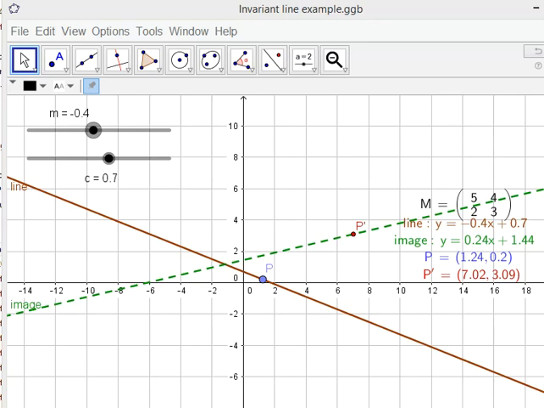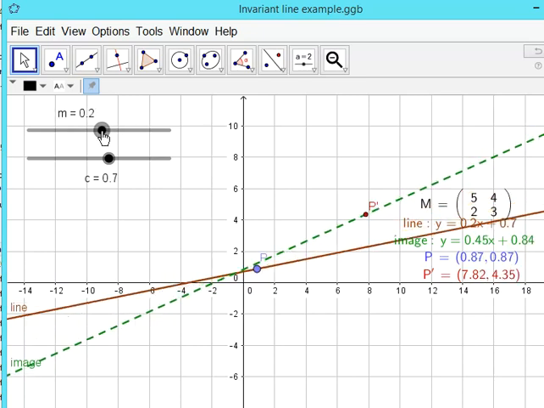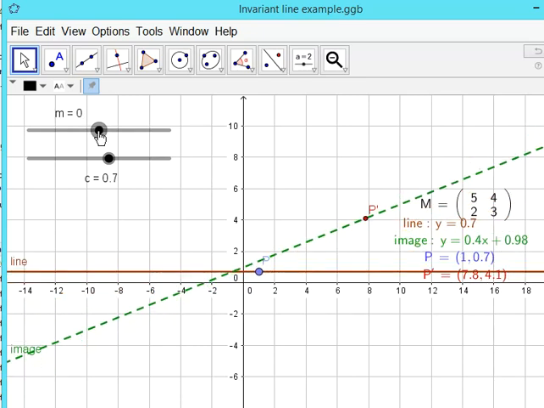If we look at GeoGebra, you can see here that the matrix M, 5, 2, 4, 3 has been set up, and we've also set up sliders to look at various lines. So for example, the red line is y equals mx plus c, where we can use the sliders m and c to vary them, and then the image, the green line, is where the points are transformed to under matrix M, and then the points P and the images P dash are given in blue and red. So let's try and see what happens as we vary m. You can see that the lines and the points where they transform to are changing.